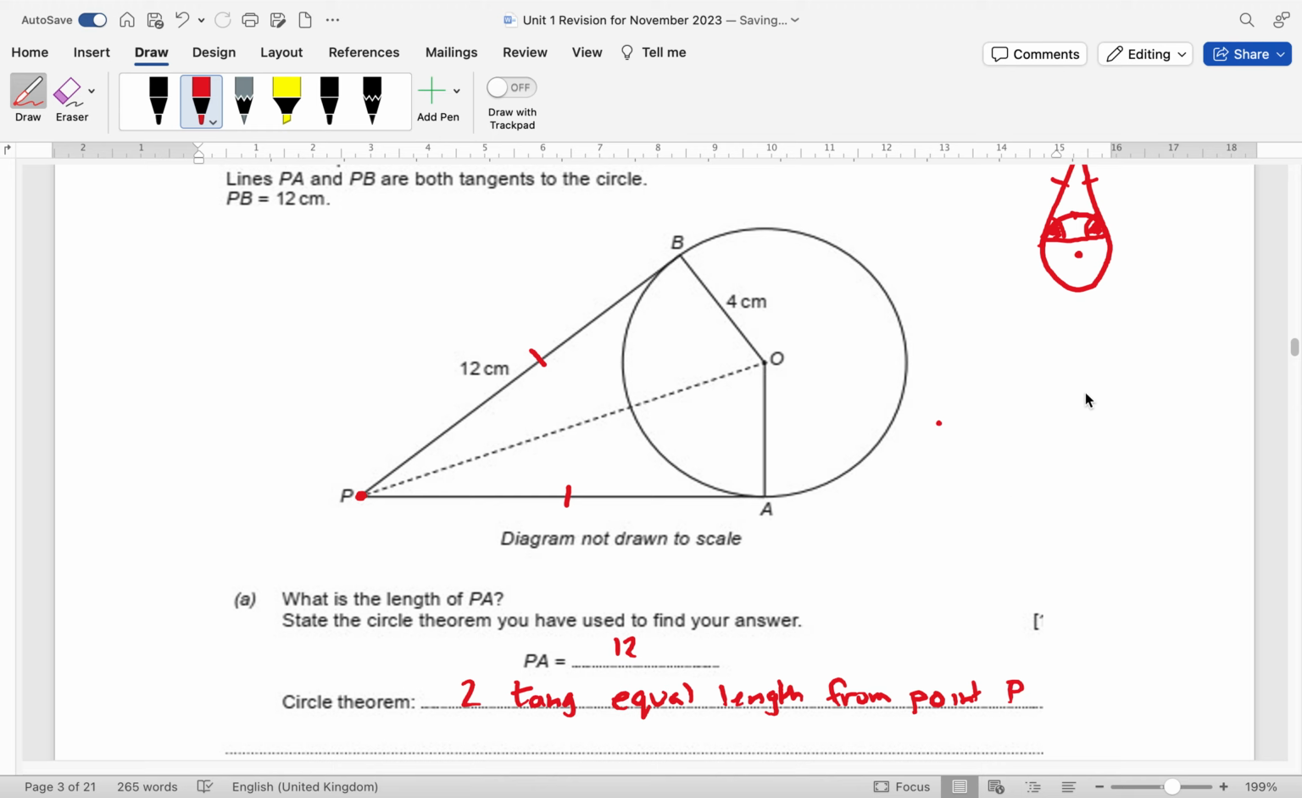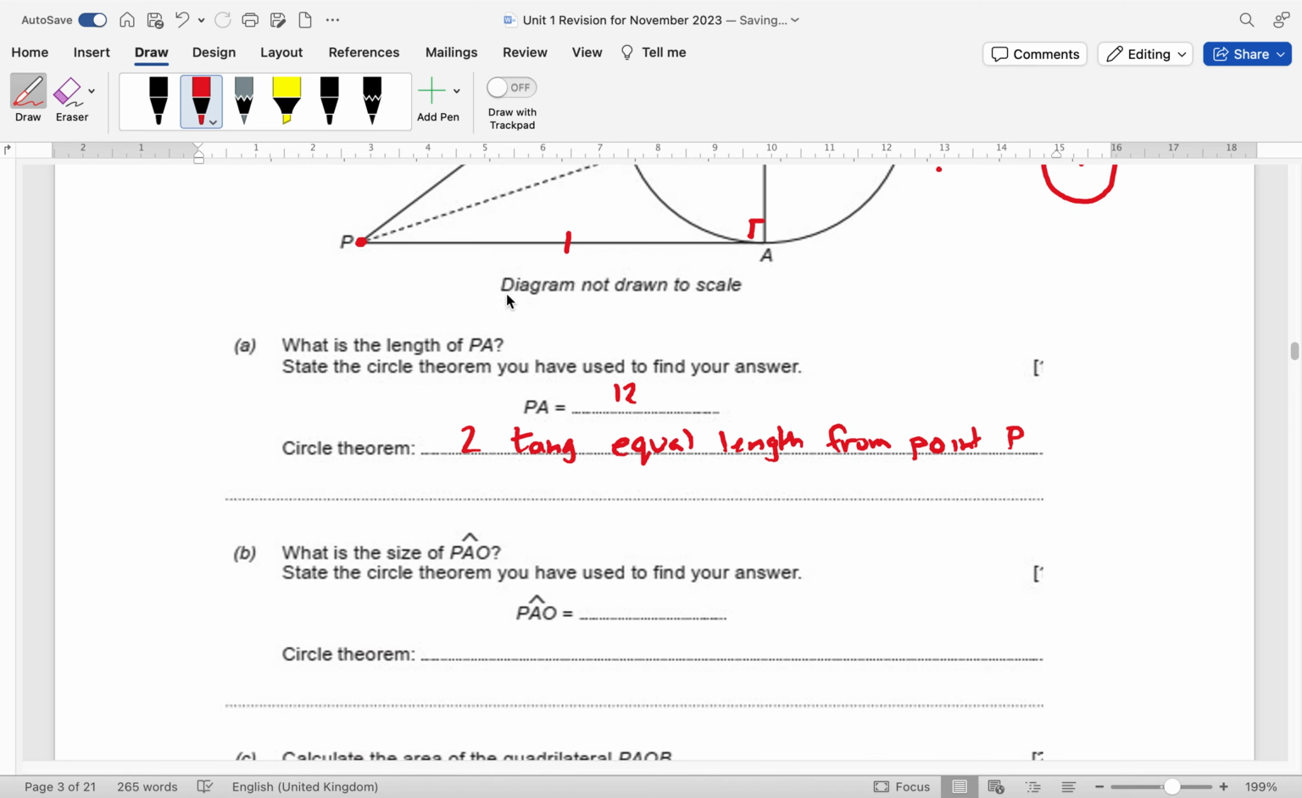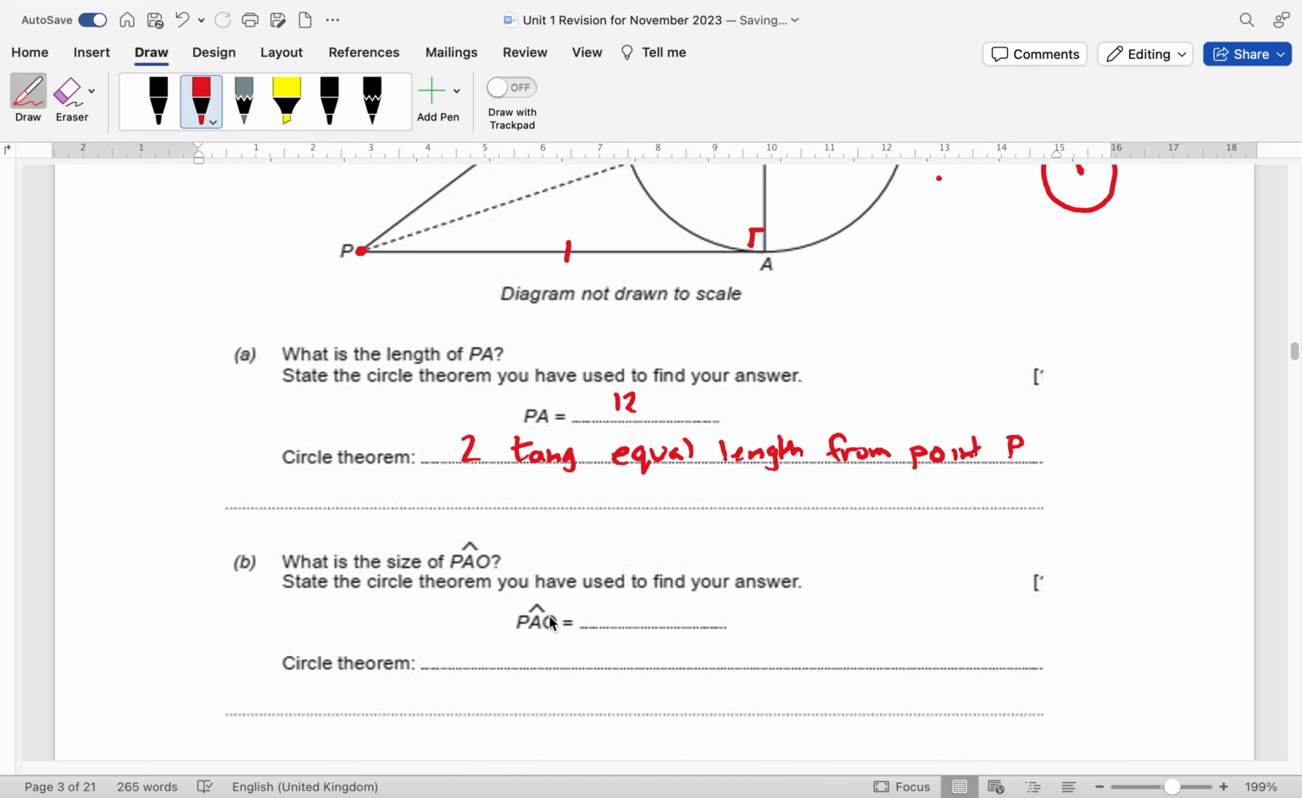The other one we've got is one tangent, or any tangent basically, that joins to the middle makes a 90-degree angle, like that. So that is a 90-degree angle, and that is a 90-degree angle. So part 2, what is this angle P to A to O? Well, the roof is on A, so that's 90. Why? Again, theorem: the angle between a tangent and a radius is 90 degrees.